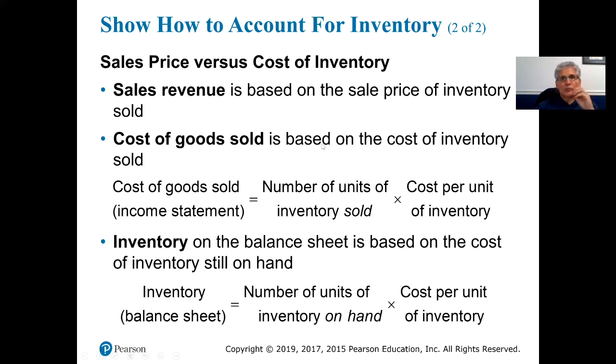The cost of goods sold is based on the cost of the inventory that is sold. How much did you pay for it? And that's going to be computed by taking the number of units sold multiplied by the cost per unit. And then inventory is the same as the cost of goods sold in the context that you're still using the cost of the item. The difference is, though, what you're going to be computing for inventory is the number of units that are still on hand multiplied by the cost per unit.